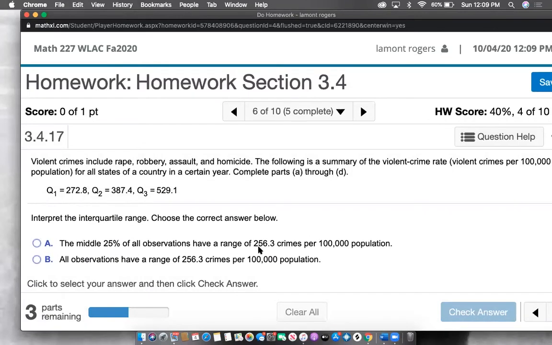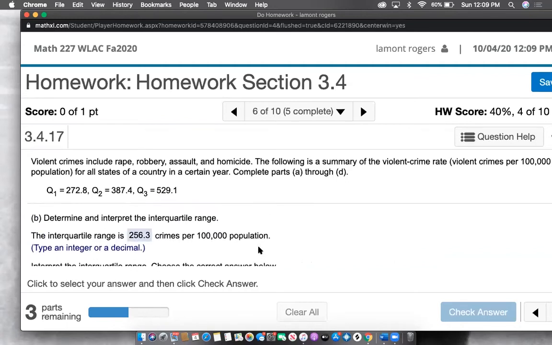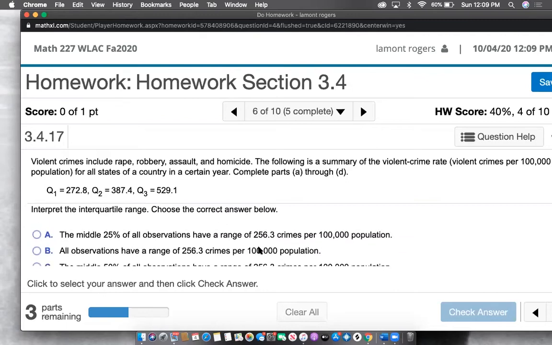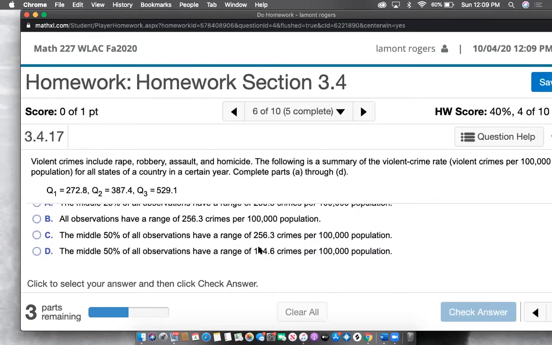Interpret the range, choose the correct answer below. Okay, what do you think it is? What is the interquartile range? It's basically like 68% of it. No, it's the 50%. Because remember, quartiles are breaking things down into quarters. So the interquartile range would be the middle 50%.